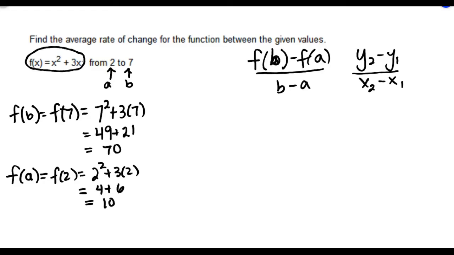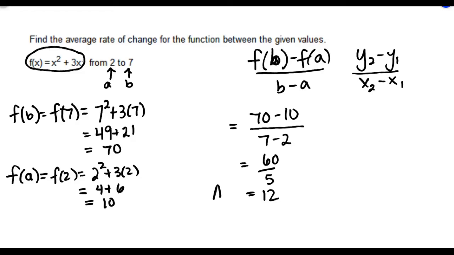Now we'll apply this average rate of change formula. f of b is 70, f of a is 10, so in the numerator we have 70 minus 10. In the denominator we have 7 minus 2, that's b minus a. So simplifying the numerator, 70 minus 10 is 60, 7 minus 2 is 5, and 5 divided into 60 would give me 12. So the average rate of change for our function f of x equals x squared plus 3x from 2 to 7 is 12.